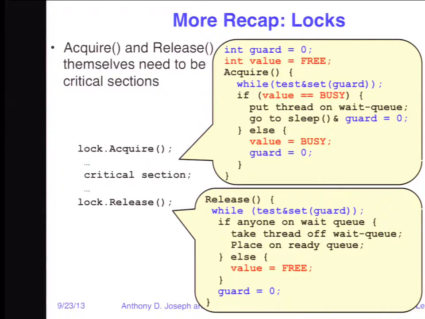Yeah, question? Yes, that's a very good question. The question is, if we're relying on the spin lock being okay because the number of threads is going to be small, why couldn't we just say the critical section for the user code is also going to be small?